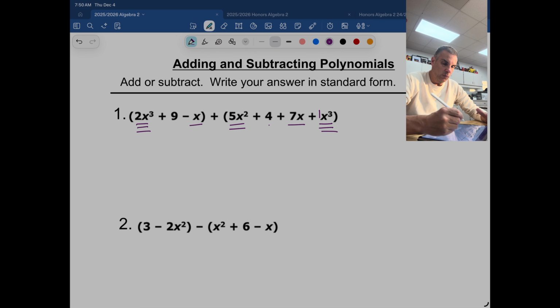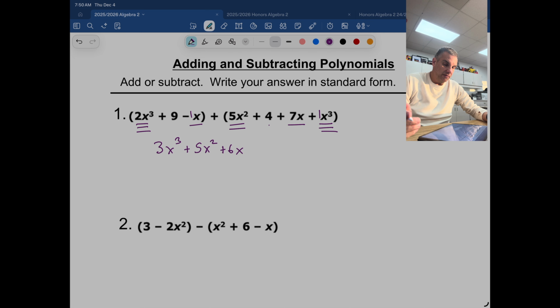Remember there's understood to be a 1 there. 2 plus 1 is 3. So that's 3x cubed. Now I look for my 2's. I've got 5x squared. That looks like the only one that I have, so we're just going to put plus 5x squared. I look for my 1's. I've got negative x, so negative 1x plus 7x. Negative 1 plus 7 is 6, so plus 6x.